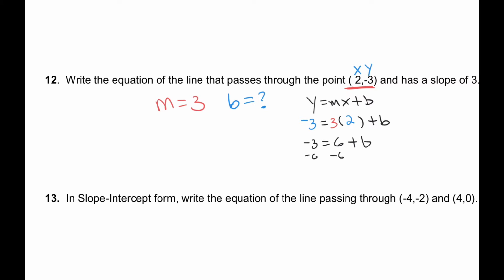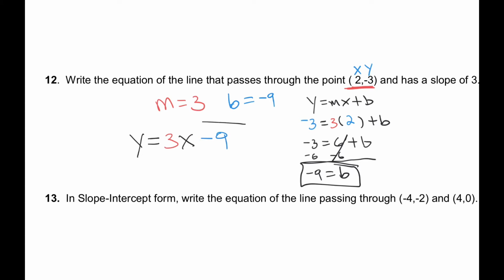Subtract 6 from both sides, and we get -9. Cross out b. So now I know the value of b. It is -9. So I am going to erase that question mark because I know what it is now. b equals -9. And then you guys are going to write down the equation. So the equation will be y equals 3x, my slope is 3 with the x, and the y-intercept is -9. So that is the equation of the line.